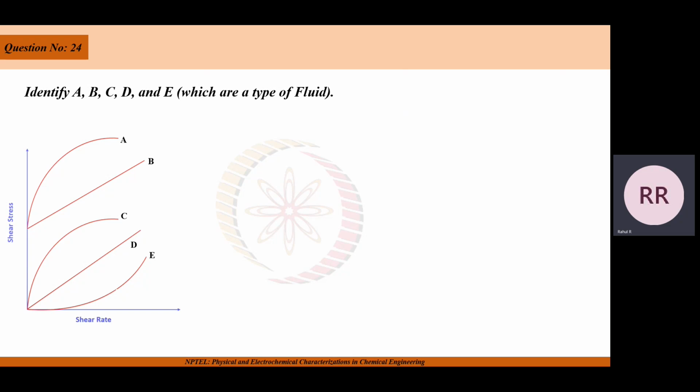The last type, E, is where as the shear rate increases, the shear stress increases very gradually. After a certain point, as the shear rate keeps increasing, the shear stress starts increasing dramatically. So in the initial state, the rate at which the shear stress increases is very small, and it picks up as the shear rate increases to a higher value. One more thing to note is that at zero shear rate, the shear stress is also zero.